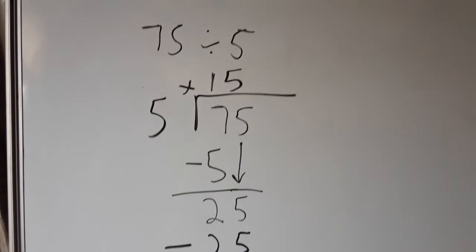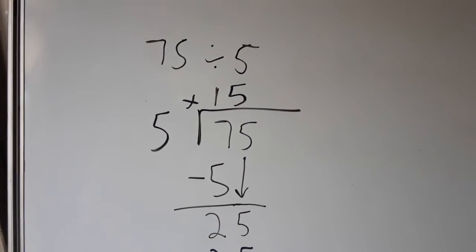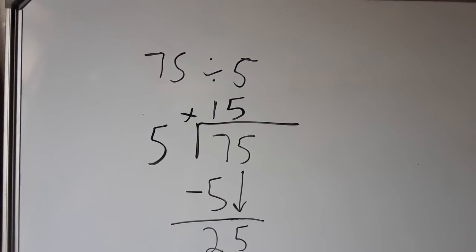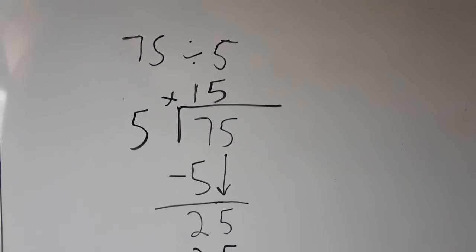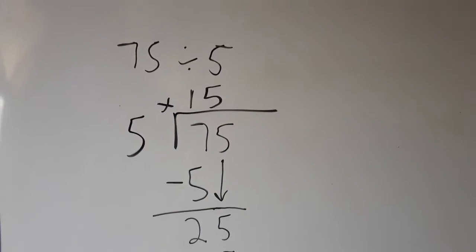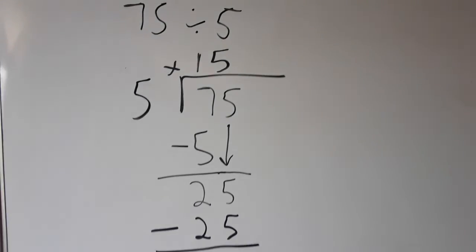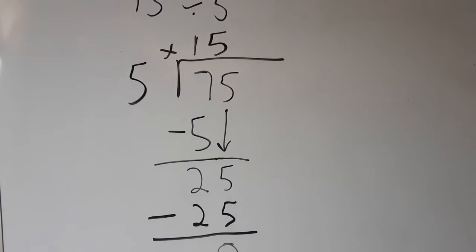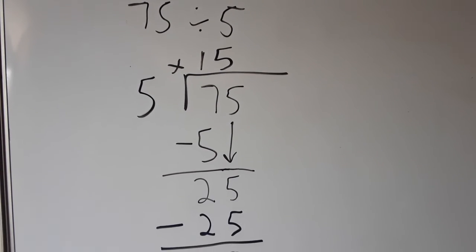So this is long division. This is dividing 75 divided by 5 using the long division method. If we have 2 digits and I use the long division to solve it, this is how easy it is to solve it.